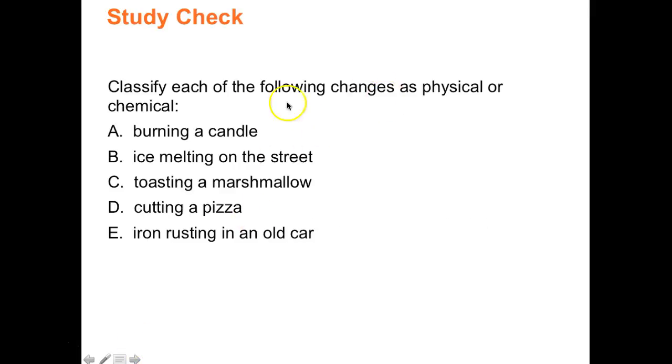Classify each of the following as physical or chemical. Burning a candle, chemical. Ice melting on the street, physical. Toasting a marshmallow, chemical. Cutting a pizza, physical. Iron rusting in an old car, chemical.